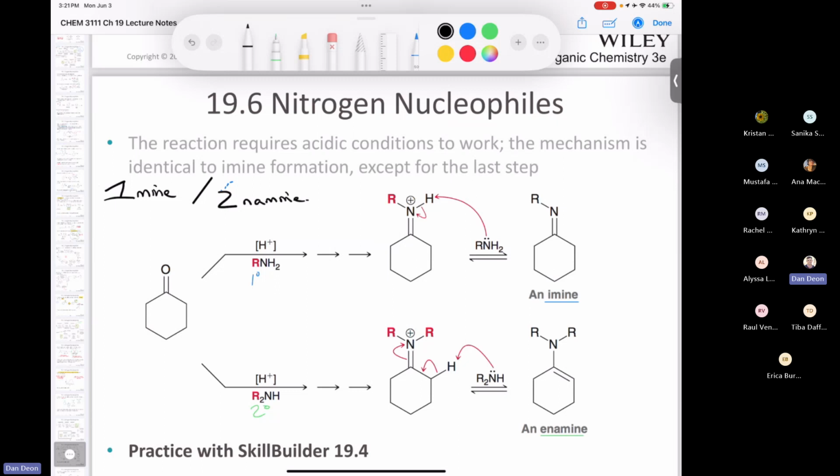So imines and enamines. Remember, an imine is also referred to as a Schiff base. That's the old way we name them, but it's still considered a proper way to name an imine today.